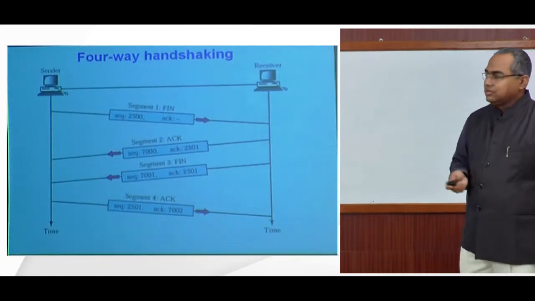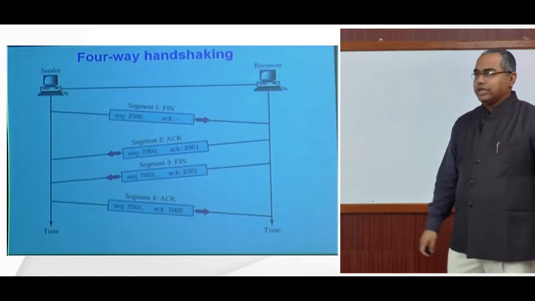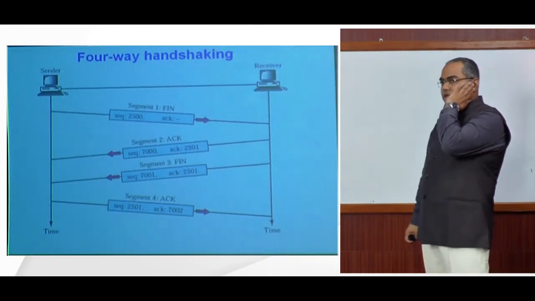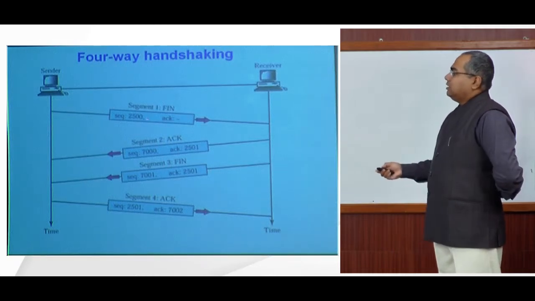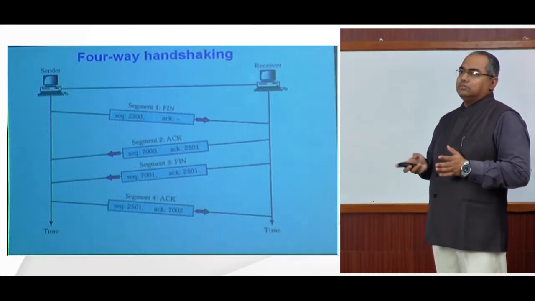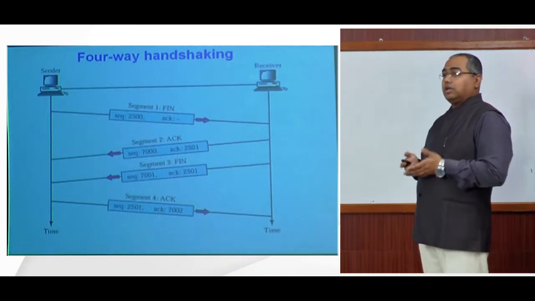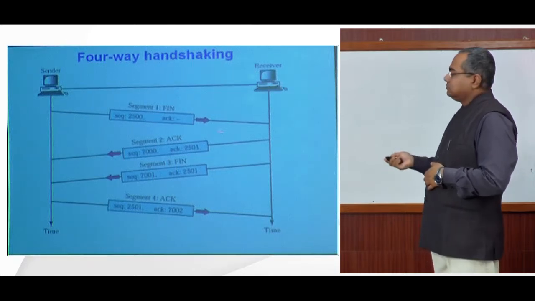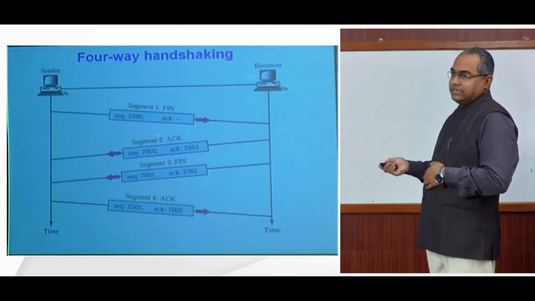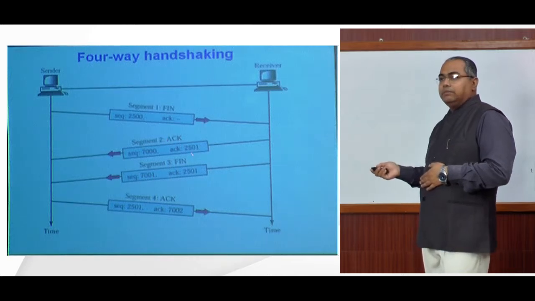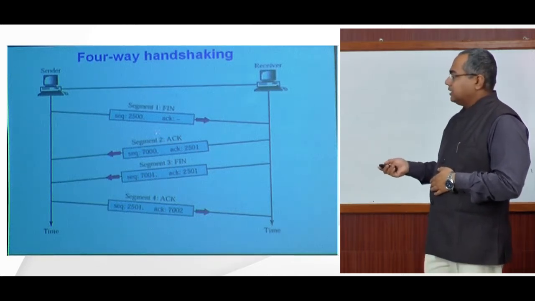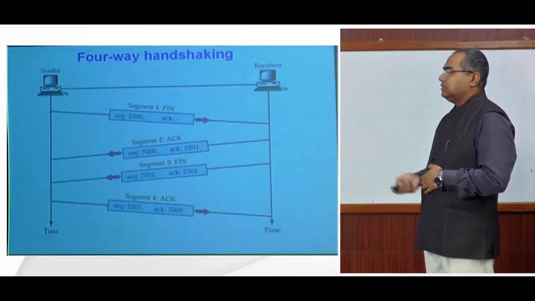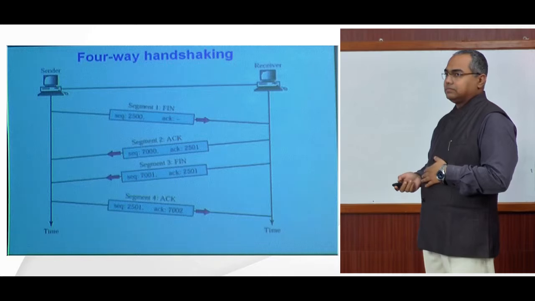How do I terminate? Either through a four-way handshaking. Okay, let me discuss four-way handshaking first, then we will move to three-way handshaking. Now my data transmission is over from the sender side. I want to terminate the connection. What do I do? I will send a blank segment with my FIN flag being set. What is this FIN flag? It is telling me that now I want to terminate the connection. So sequence number say 2500, I am sending segment 1, the finish segment.